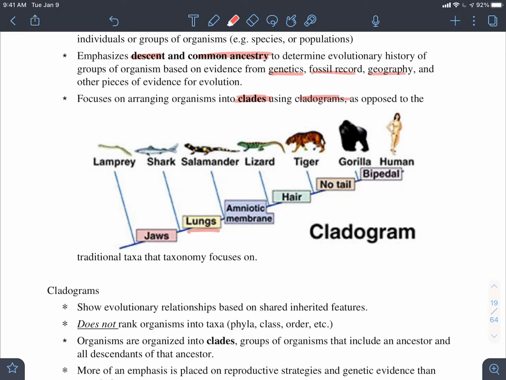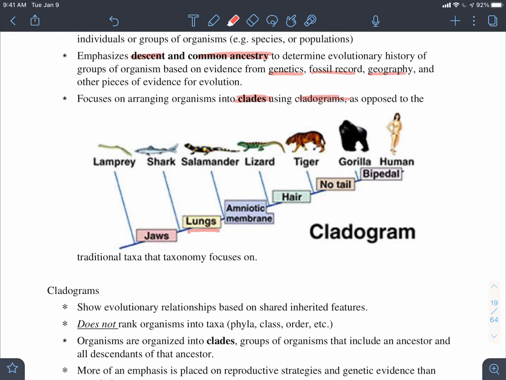And so then we see all these organisms. So all of these organisms would have amniotic membranes. And then we start to look at some other categories like hair. All of these organisms have hair, but we do not find hair in lizards, so we separate them. Hair must have been a trait that developed post the development of the lizard ancestor.